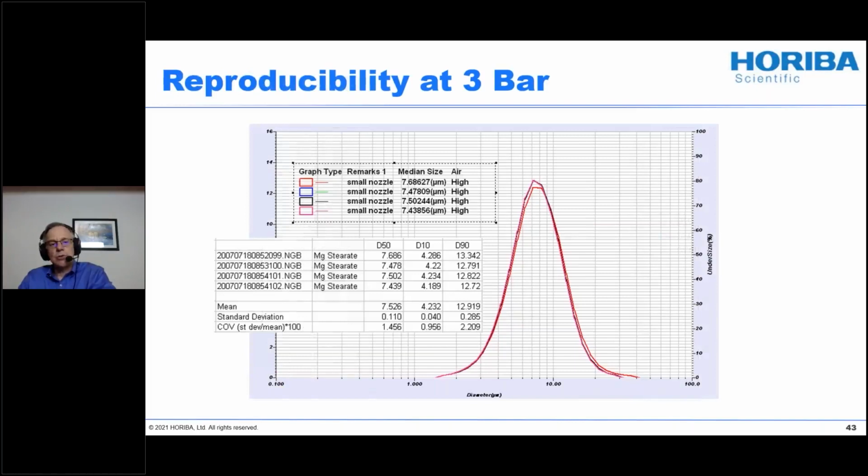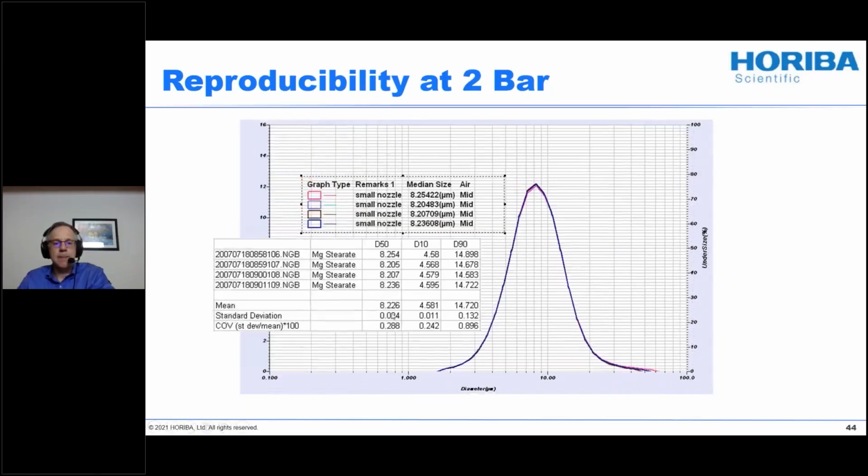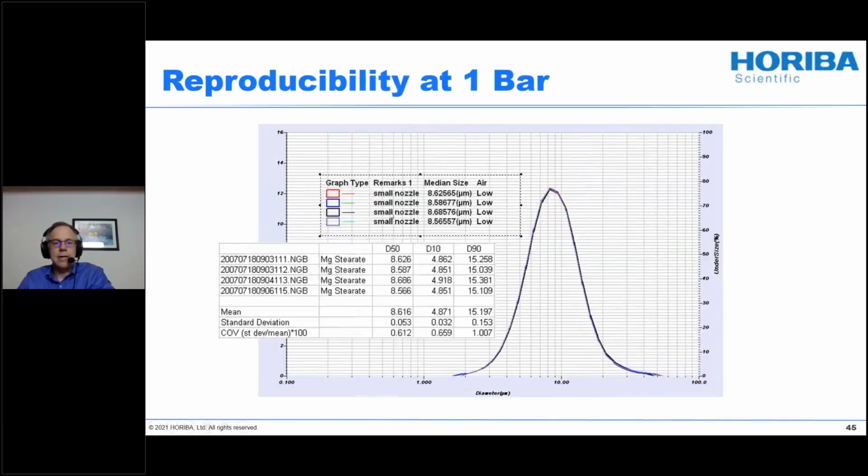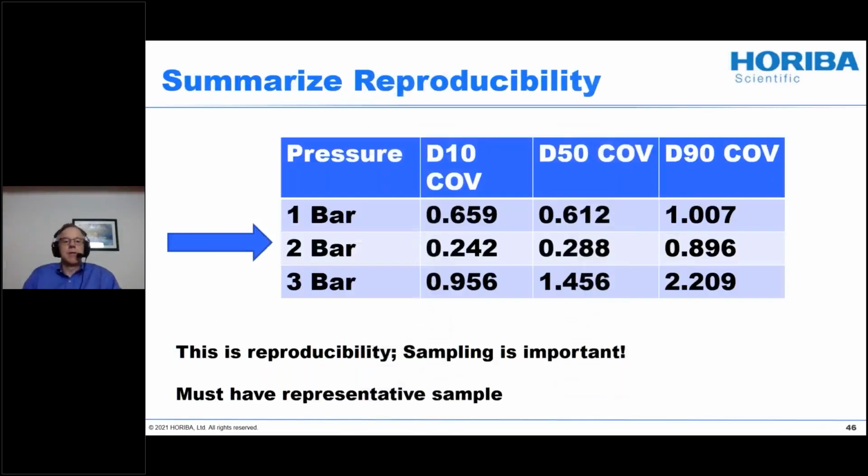The answer is look at reproducibility. I can do 4 repeats at 3 bar. I have a mean of 7.5, coefficient of variation 1.4%. At 2 bar, 8.2, coefficient of variation 0.3%. And at 1 bar, 8.6, coefficient of variation 0.6%. And so I can make a table. I have my pressure, and I have the coefficient of variation for D50. You see the coefficient of variation for the 2 bar is the smallest, and so that is what I would pick for my method.